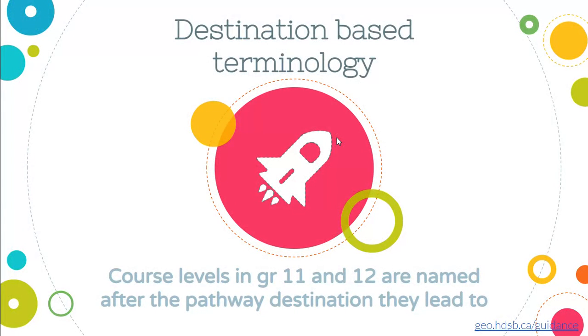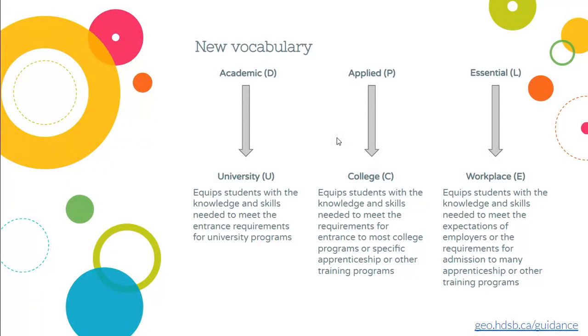Now, once you hit grade 11, the terminology of the courses does change. You will recall in grade 9 and grade 10, they were called academic and applied and locally developed courses. That changes once we hit grade 11. So the course types, sometimes students refer to them as levels in grade 11 and grade 12, are actually named after the pathway destination that they lead to. By that, I mean the new vocabulary is university instead of academic, college instead of applied, and workplace instead of essential or locally developed courses.